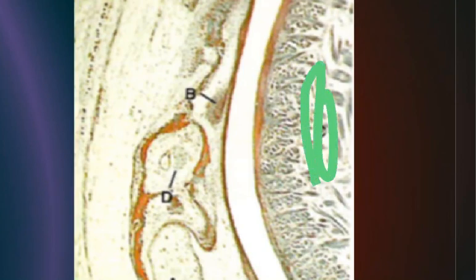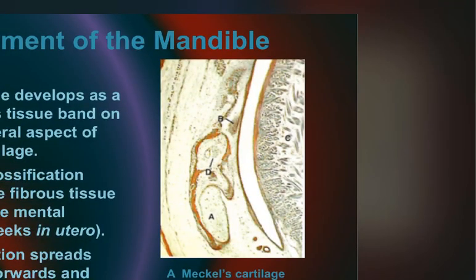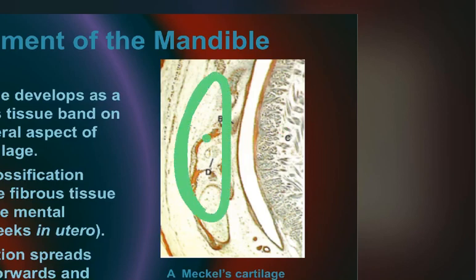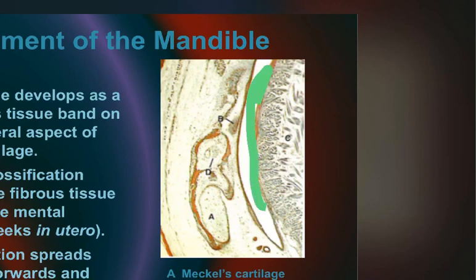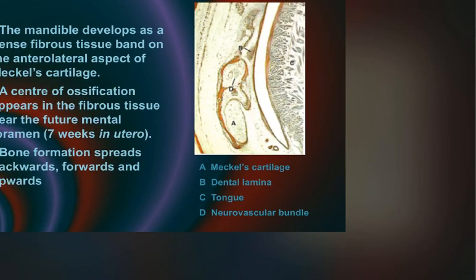Here we see the tongue, developing tongue. By the way, this is a coronal section showing the tongue, part of the tongue, part of the mandibular process, and the sulcus between the tongue and the mandibular process is called the lingual sulcus or lingual vestibule.